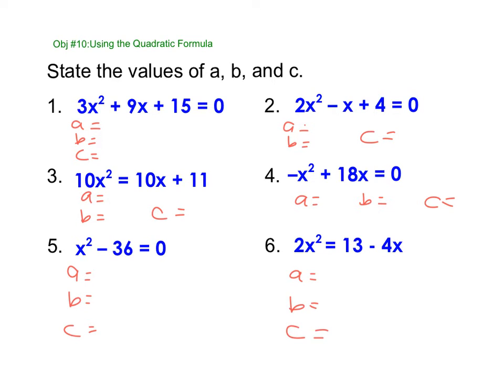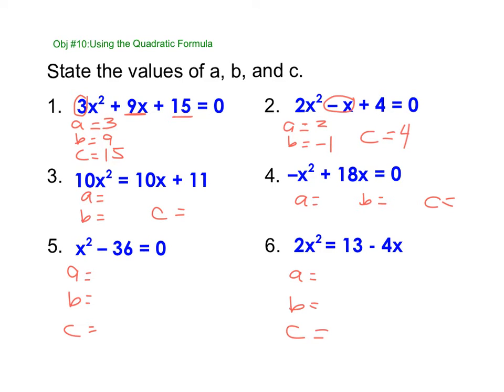All right, so the first one, a is in front of x squared, 3. B is in front of x, 9. C is the number by itself, 15. Number 2, a is 2, the number in front of x squared. B is the constant in front of x, so that's a negative 1. And c is 4.